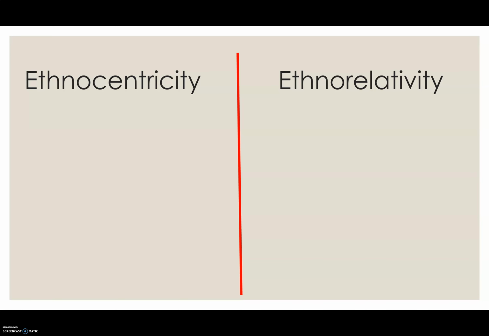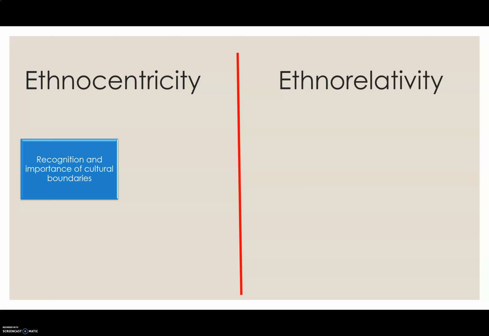Okay, so on the ethnocentricity side of the spectrum, what we see is that there's a strong recognition and importance of cultural boundaries. So a very strong sense that cultures are very different from one another, that there are clear boundaries between, let's say, German culture and Irish culture.